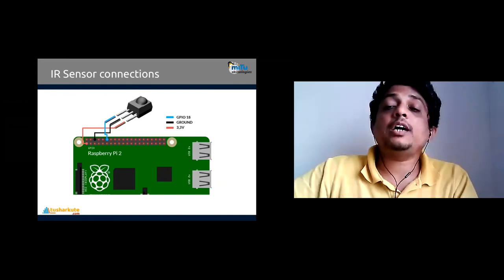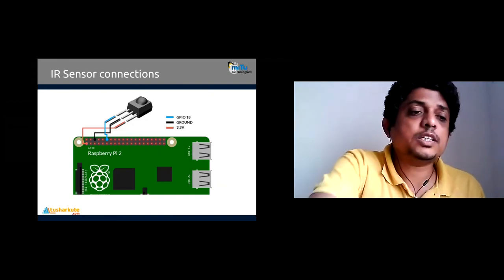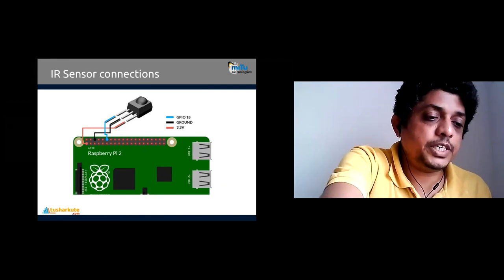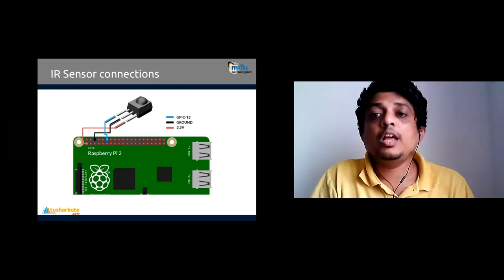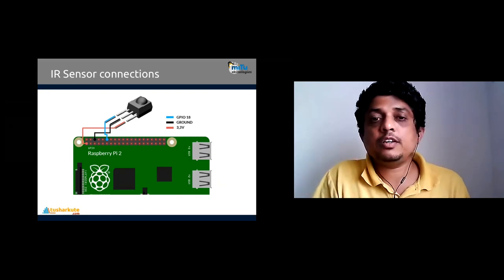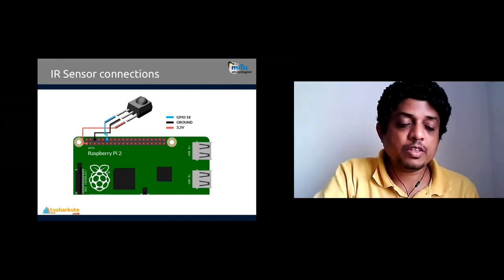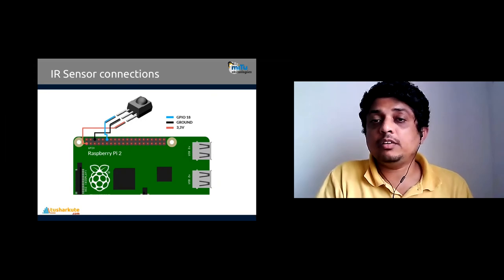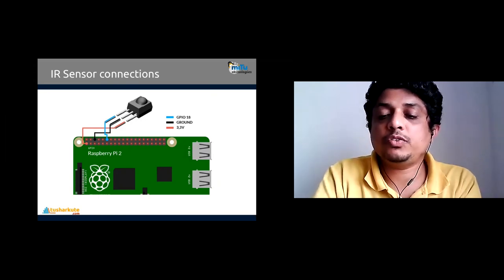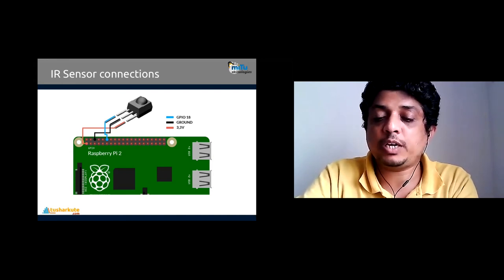Not only the IR sensor, almost every kind of sensor contains three different pins. These three pins are: data, which is GPIO 18 that I'm using here; the second pin is the ground pin; and the third pin is the voltage pin. Now see, I have three pins here, and I'm using the same pin structure there.